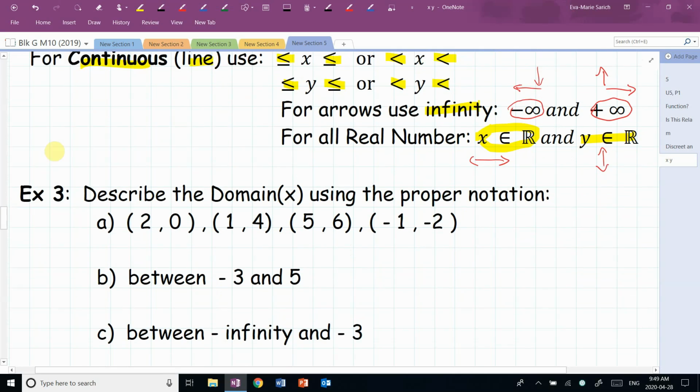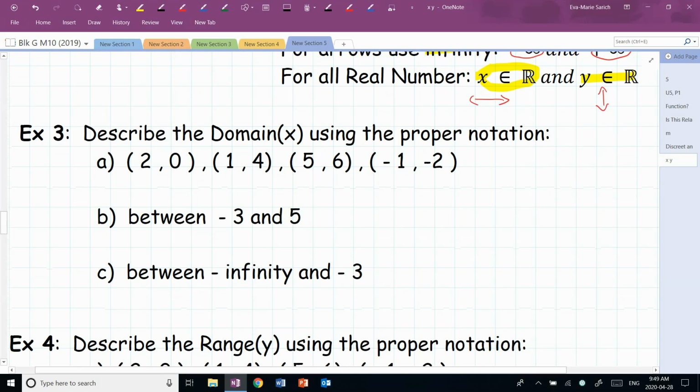Okay, let's go through some examples. And again, we want to be able to use proper notation. So in example 3, we're looking for domain, that's our x values. So our x's are -1, 1, 2, 5 here. These are discrete values, so they go into a bracket, a curly bracket. Remember to list them from lowest to highest. So -1 goes first, then 1, then 2, and lastly 5.